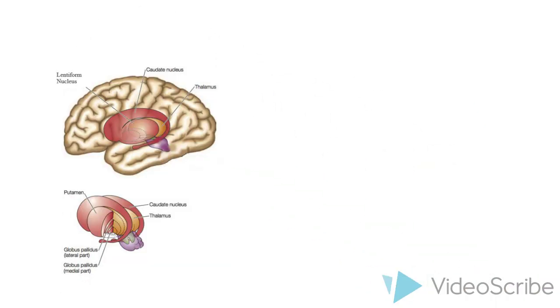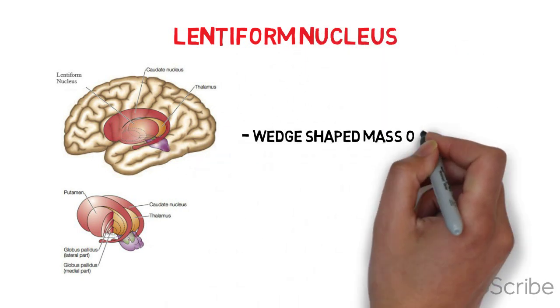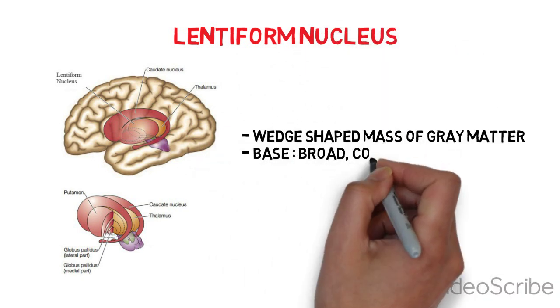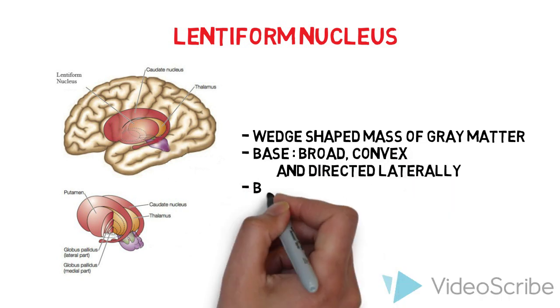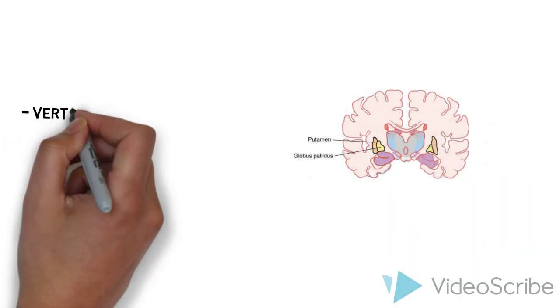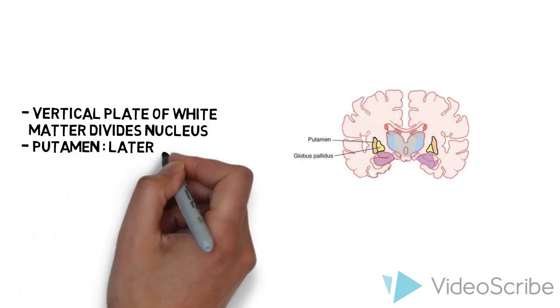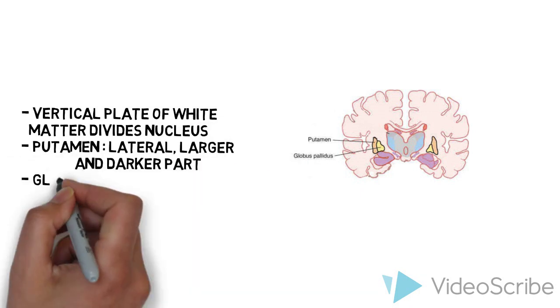Now, let's talk about the lentiform nucleus, which is also called the lenticular nucleus. It is a wedge-shaped mass of gray matter, whose broad convex base is directed laterally, and the plate is directed medially. A vertical plate of white matter divides the nucleus into a larger, darker and lateral portion called the putamen. The inner light portion is called the globus pallidus.